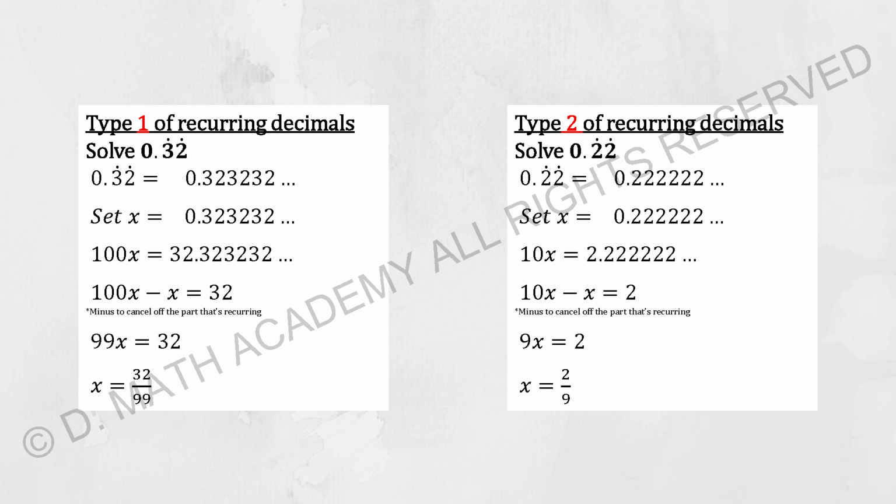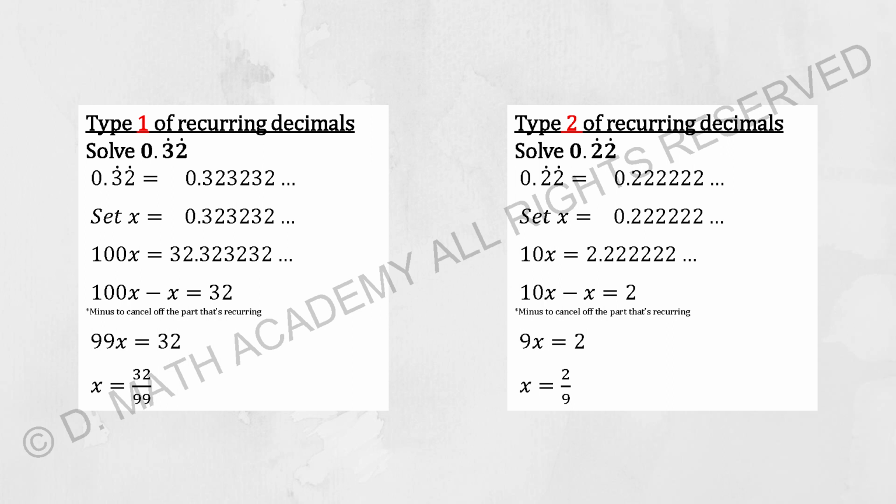So there's another type of recurring decimal which is 0.22, and there's a dot on top of the 2. So in this case, we're trying to get rid of the 2 that's repeating. So we have x equals 0.2222 and 10x equals 2.2222. Minus it off, we'll get 9x equals 2, x equals 2 over 9.